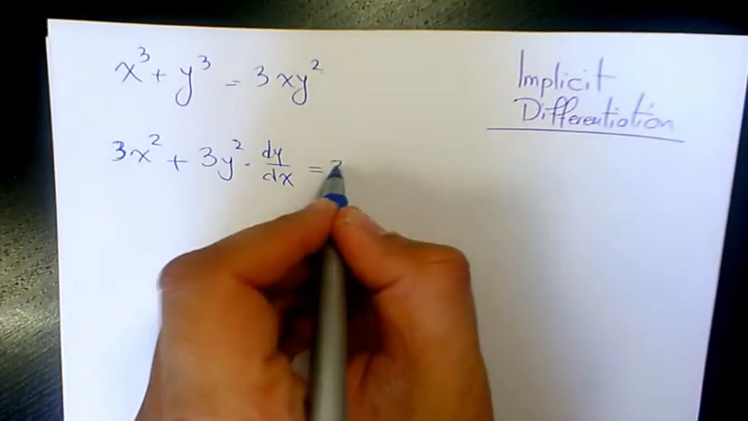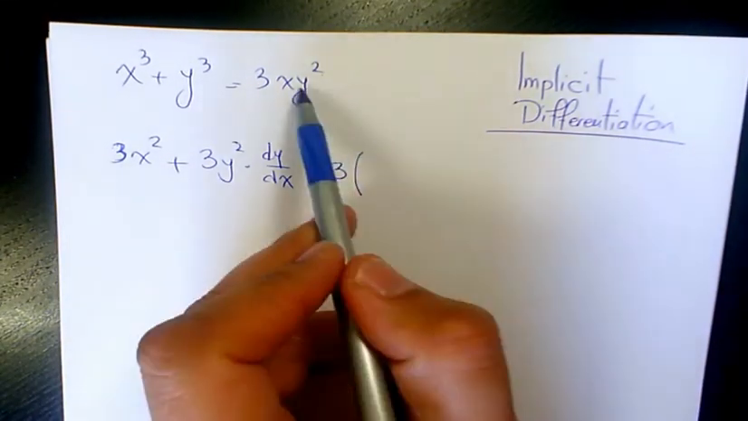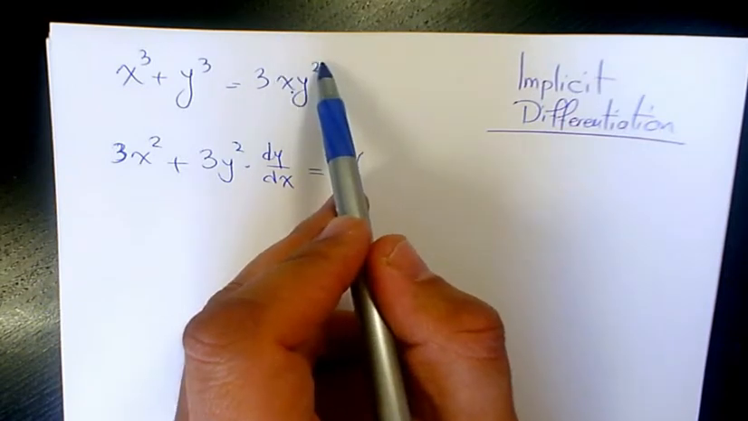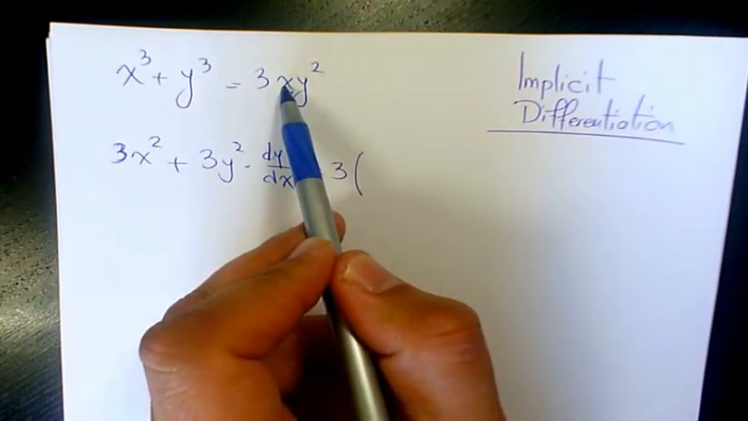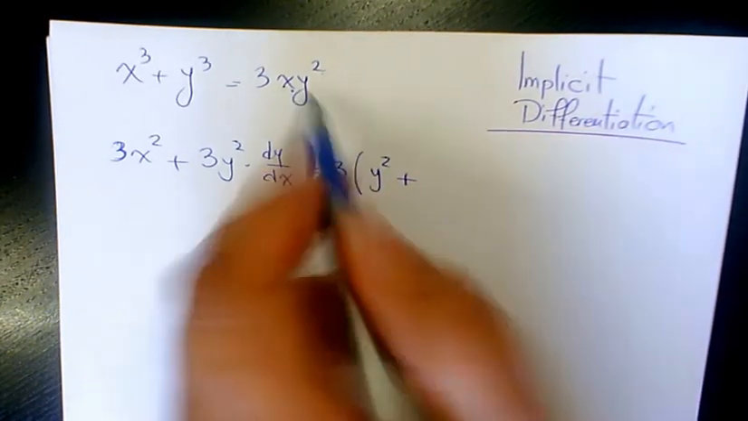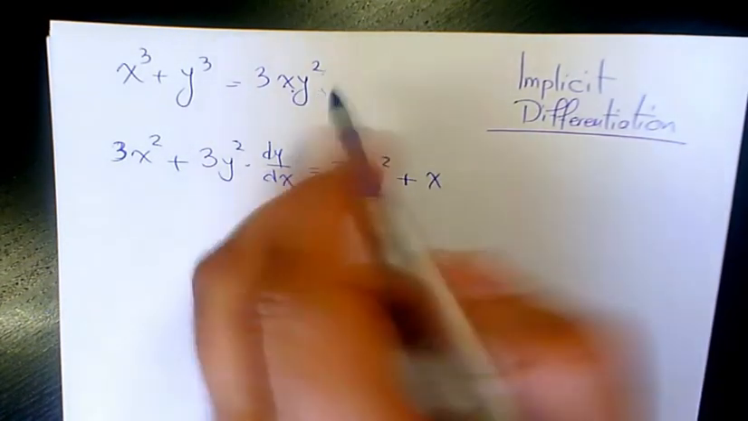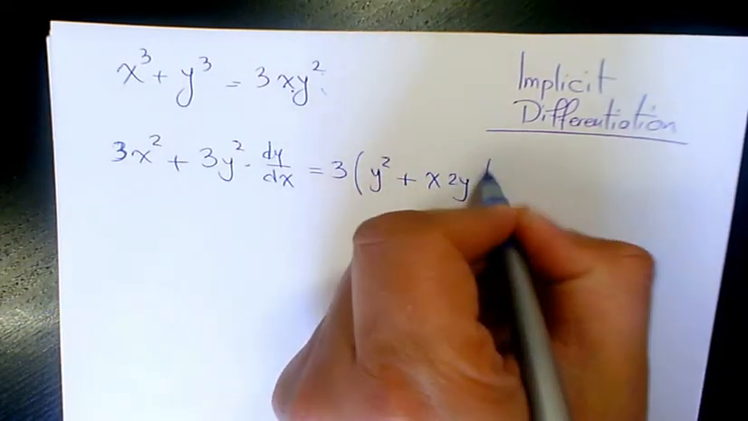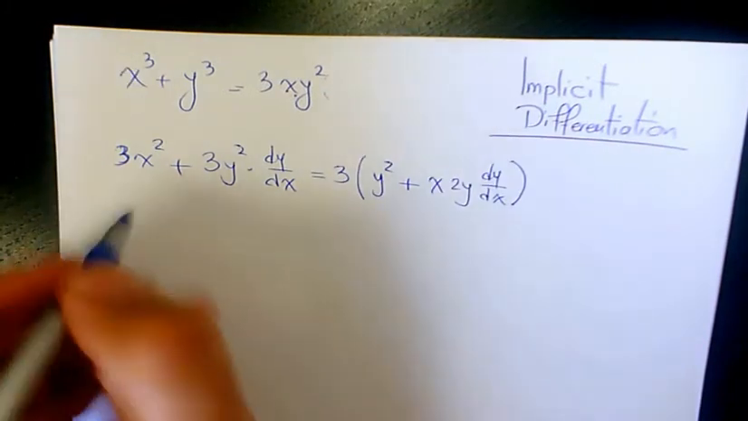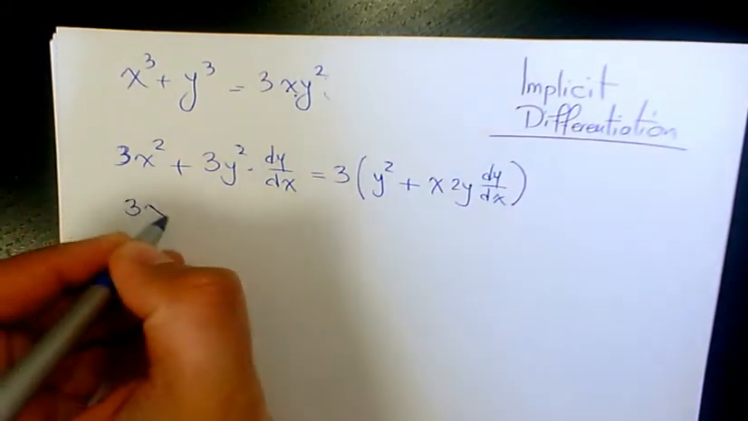That's going to be equal to 3 times, here we have xy squared. We need to use the product rule. It's going to be the derivative of x, which is 1, times y squared, plus x times the derivative of y squared, which is 2y dy over dx. Then we need to rearrange it and simplify it.